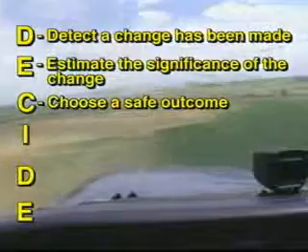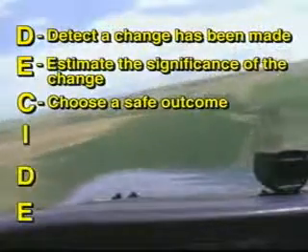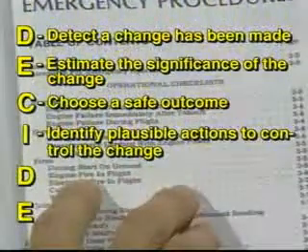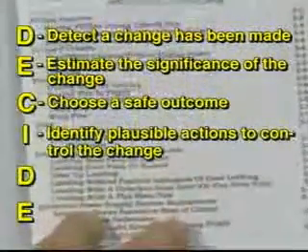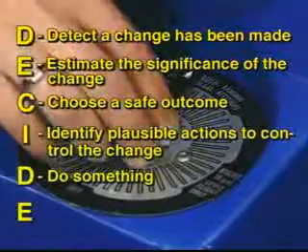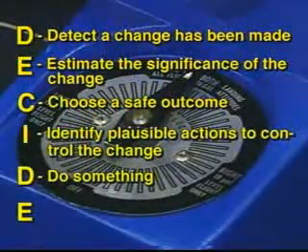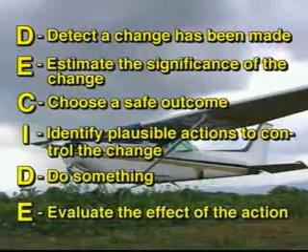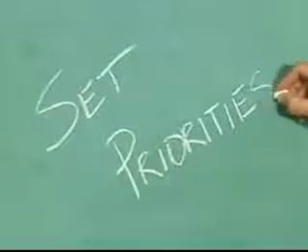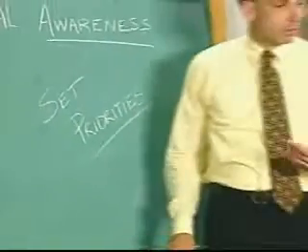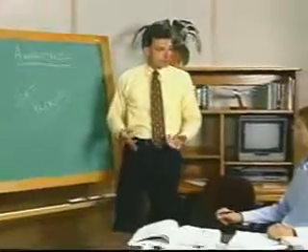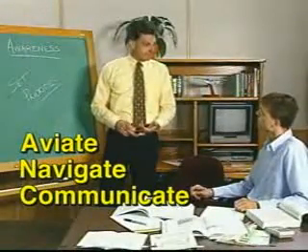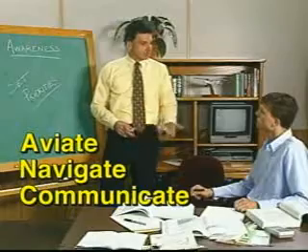Choose a safe outcome. Identify plausible actions to control the change. Do something. Then evaluate the effect of the action. Finally, set priorities. During your training, your instructor may have introduced a short priority list, like aviate, navigate, and communicate.